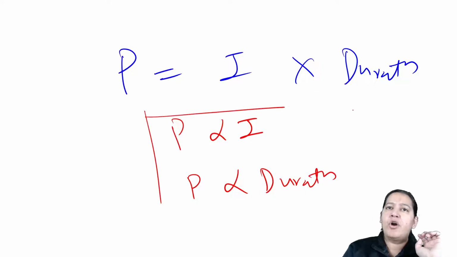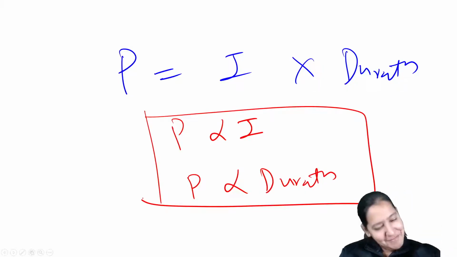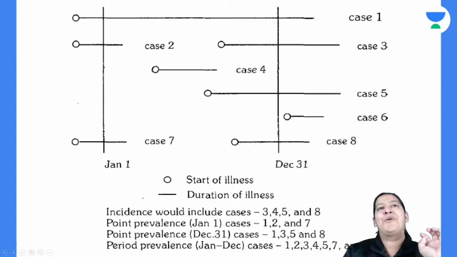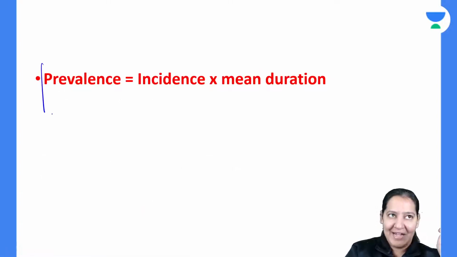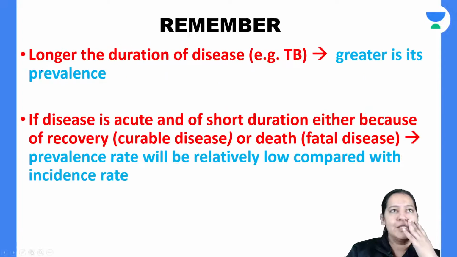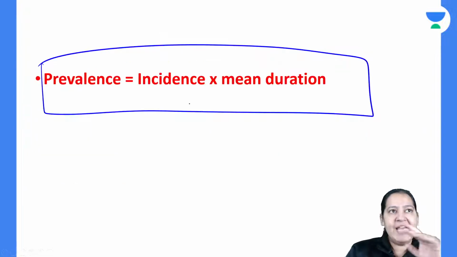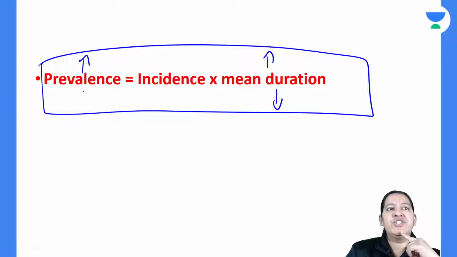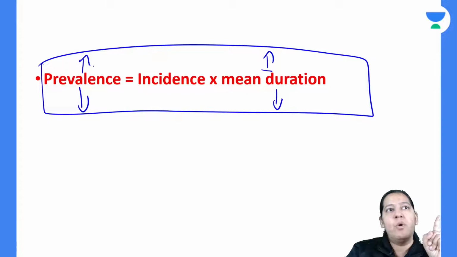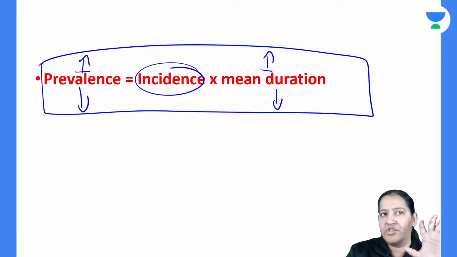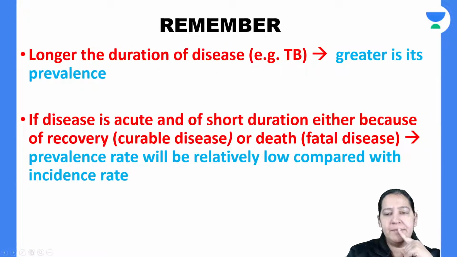Give me a thumbs up if you got this. This is very simple. Let me apply it and make it difficult, make it complicated. So you got this formula. Let me explain a few things based on this formula. Can I say longer the duration, more is the prevalence, and shorter the duration, less is the prevalence? Right? Longer the duration of illness, more is the prevalence, and if I'm not taking incidence in consideration, shorter the duration of the illness, less is the prevalence. Give me a thumbs up.